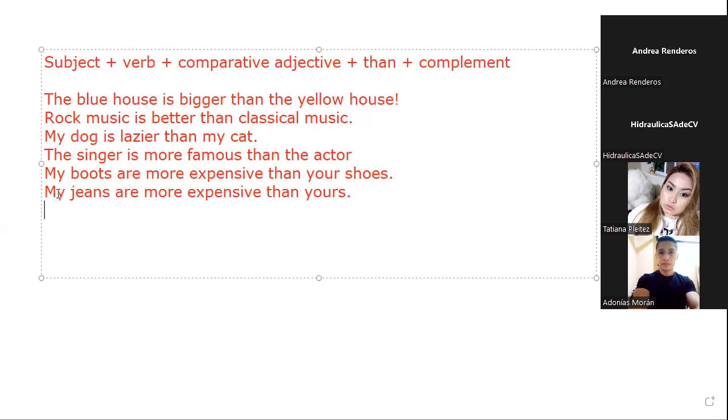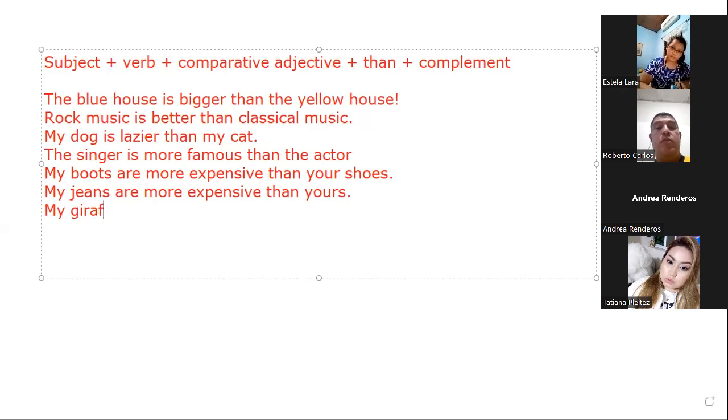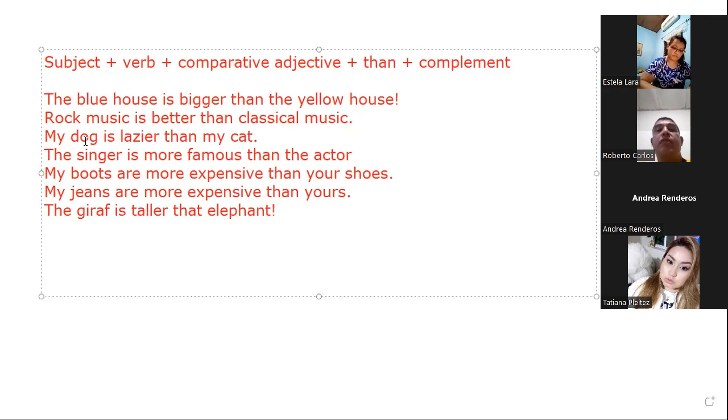Sounds good. My girlfriend. No, giraffe. The giraffe is taller than elephant. The giraffe is taller, yes. Taller than? Taller than elephants. Giraffes are taller than elephants. Giraffe. Yes, very good. Excelente.